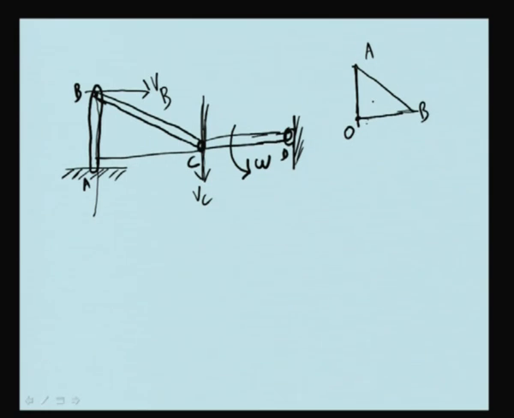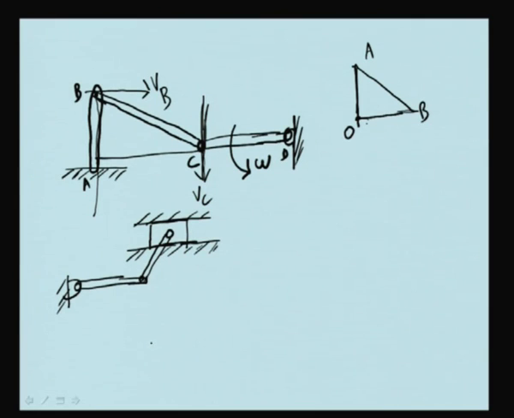Now, what happens if we make some variant of a 4-bar mechanism? Second, third link, and then you have got a slider. This is moving on a straight line, like this.